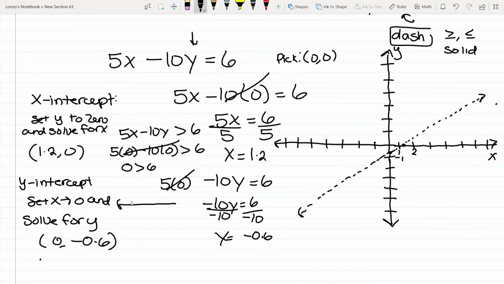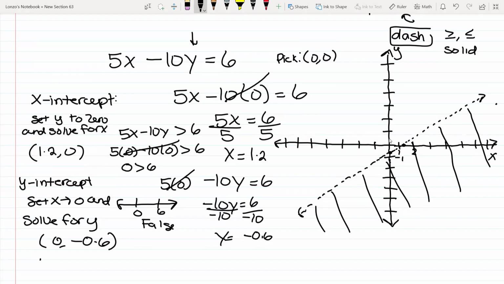So if you want to put it on the number line, that's fine. 6 is the bigger number, 0 is the smaller. Ask yourself, is 0 greater than 6? Not according to this, right? This is false. So what we said it was false. What you're going to do is shade. So we said we're going to pick 0, 0. Since it's false, you're going to shade on the other side. So you're going to shade right here, right? Now, if it were true, you're going to shade above the point 0, 0 because that is true, right?